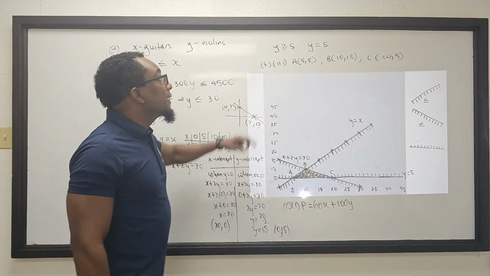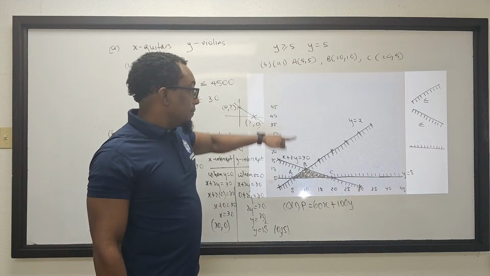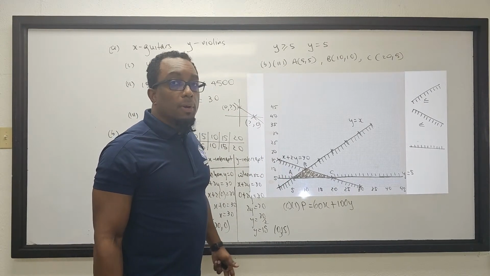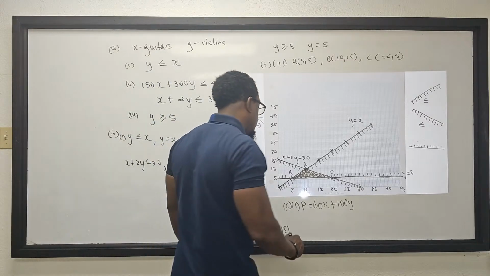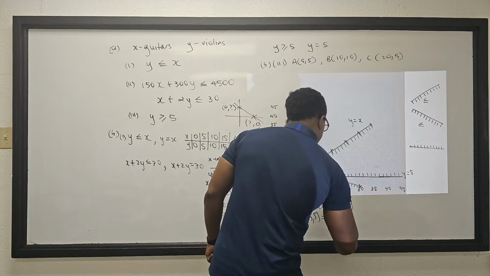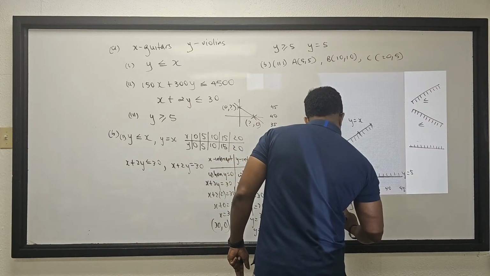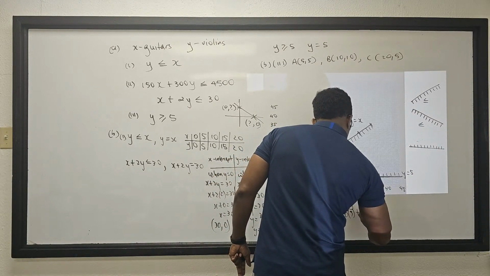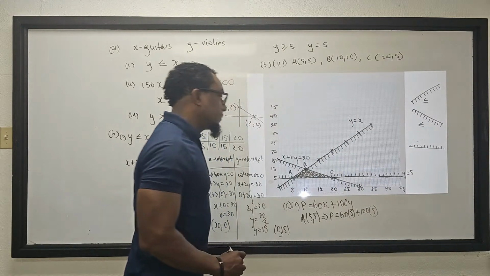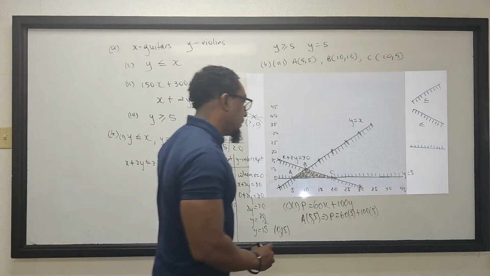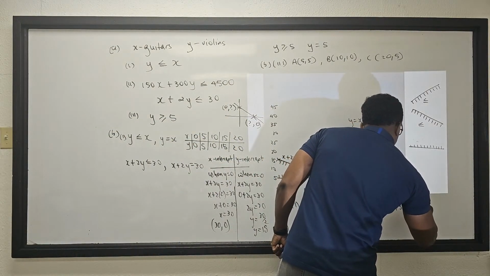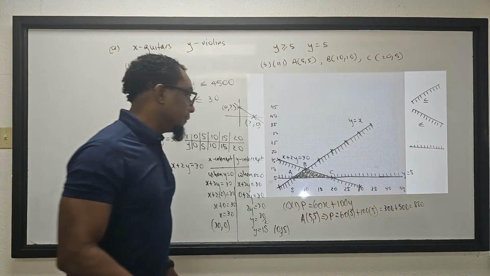We are simply going to take the vertices of the satisfied region, the coordinates of the vertices, and let's see which one will give us the maximum profit. So the coordinates A, the maximum profit will be what? 60 times 5 plus 100 times 5. 60 times 5 will be 300. 100 times 5 is 500. So you're going to have 800.